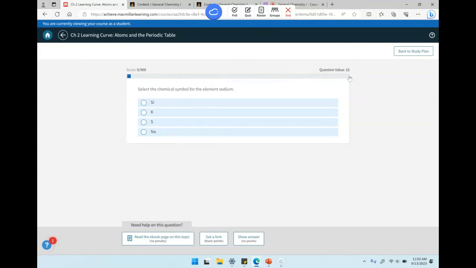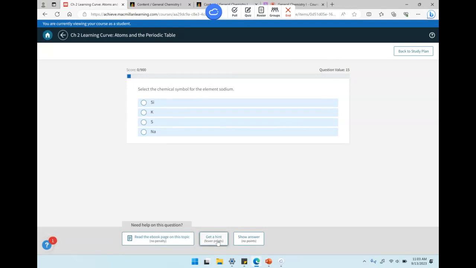Each question has probably a 15-point value. They might be different. I've never seen a different point value, but you can see that in the corner. And then there are multiple choice questions. So select the chemical symbol for the element sodium. You can select the answer. If you need to go back to the book, there's a link to read the ebook page on this topic.